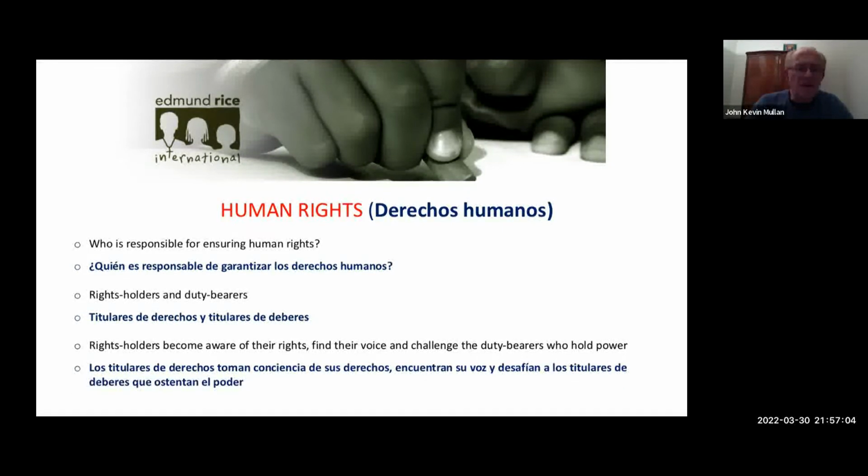One important thing is that rights holders need to become aware of their rights, and that isn't always the case. People are often not aware of what their rights are. Part of ERI's work is trying to raise awareness among groups that may be marginalized about what their rights are. And when they become aware of their rights, the next step is, can they find their voice to articulate their rights or seek remedies where their rights are being violated? That could lead to challenging the duty bearers who hold power and responsibility. So you have that interplay between rights holders and duty bearers.